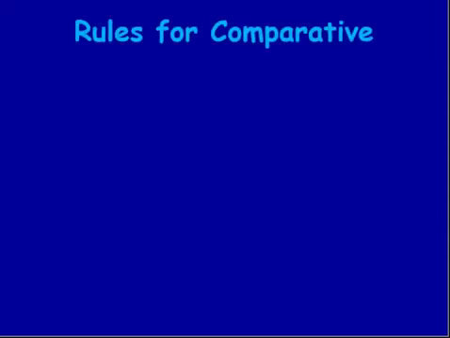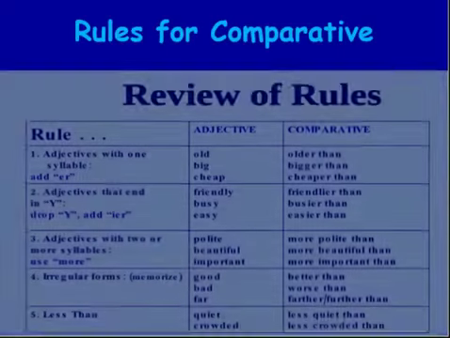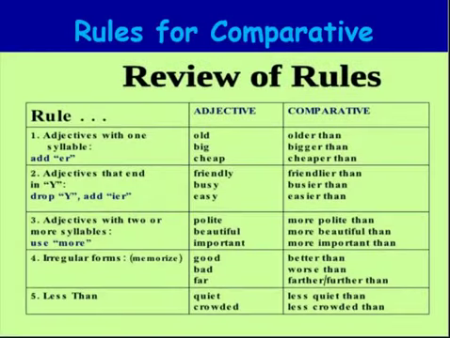Rules for how to change from positive to comparative. First, for an adjective with one syllable, add er after the word. What is a syllable? A syllable is a segment of a word. When we utter a word without any kind of segment, that will be one syllable. Old, there is no segment. Big and safe. After that we have to use er to change from positive to comparative.